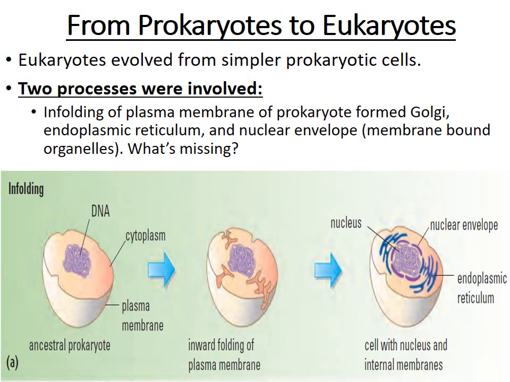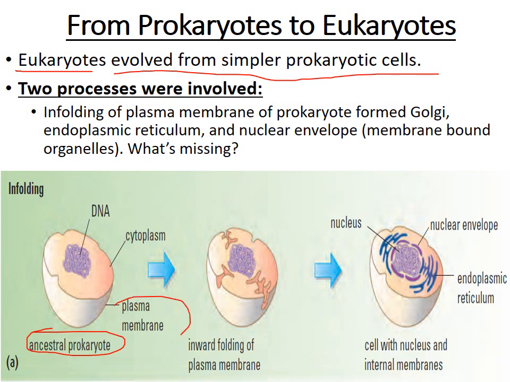So to go from prokaryotes to eukaryotes, there were two main events that were involved. So the idea is that eukaryotes evolved from simpler prokaryotes. The first event involved is the infolding of the plasma membrane. So here we have an ancestral prokaryote, no membrane-bound organelles. It has a plasma membrane, that's the only real membrane it has, some DNA and cytoplasm, and that's about it. And over time, the plasma membrane started folding inward, and that infolding eventually led to internal membranes.